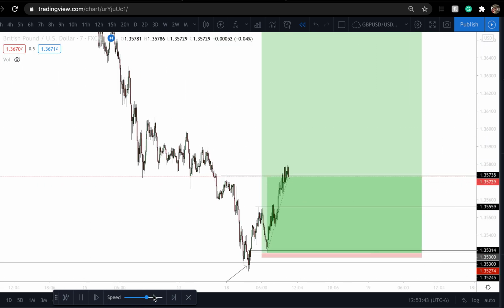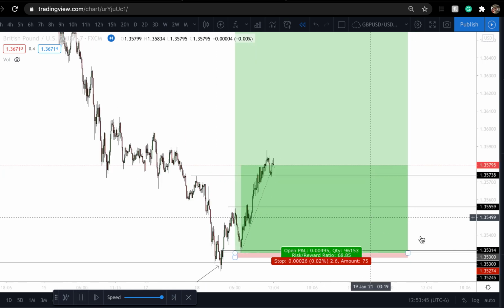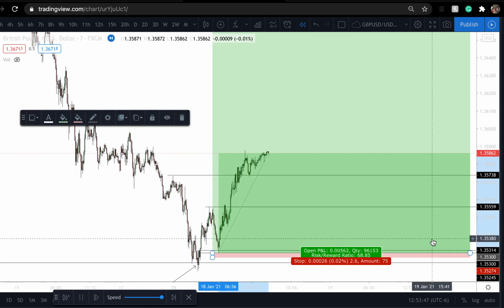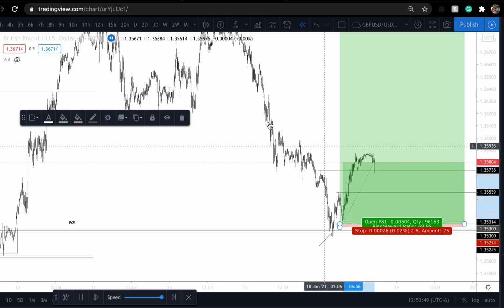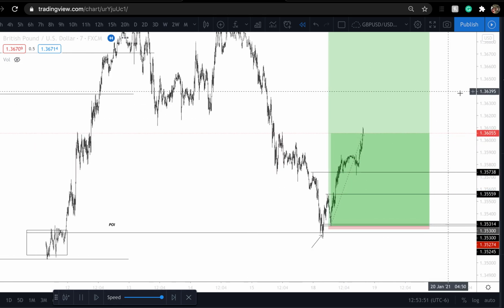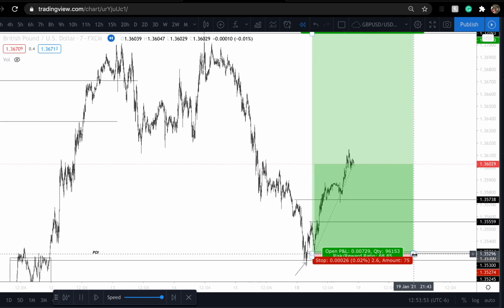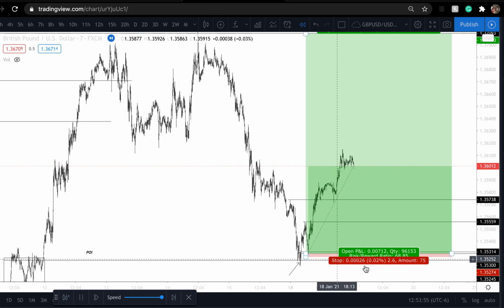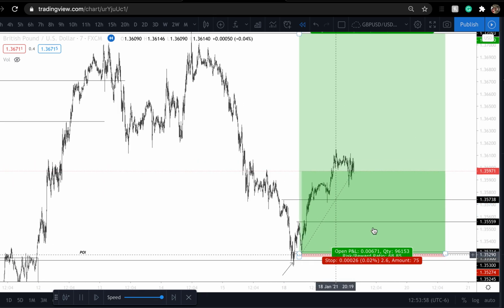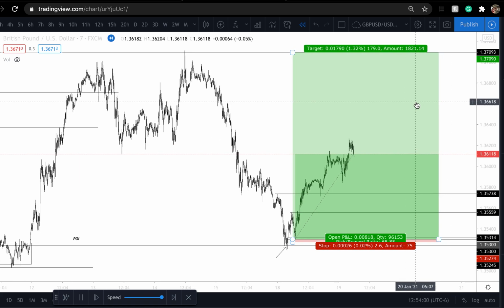We're going to continue to let it play. I'm going to put it all the way in fast mode. As we can see, it's still going. We're letting it play out. And yeah, just right there, nice and gone. A 2.6 pip stop loss for 178.79 pips.